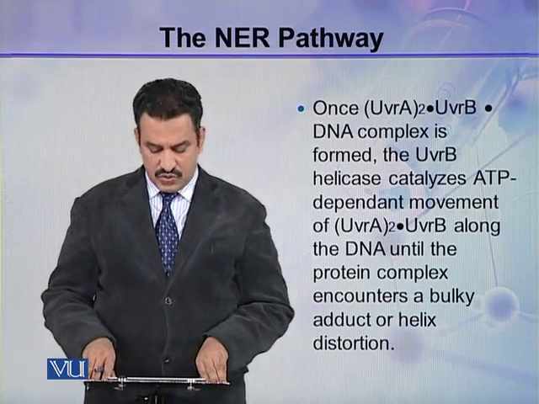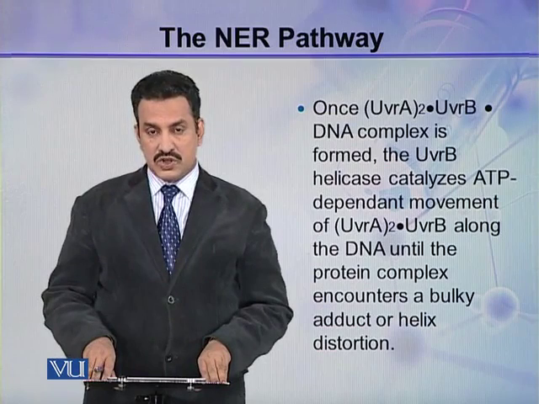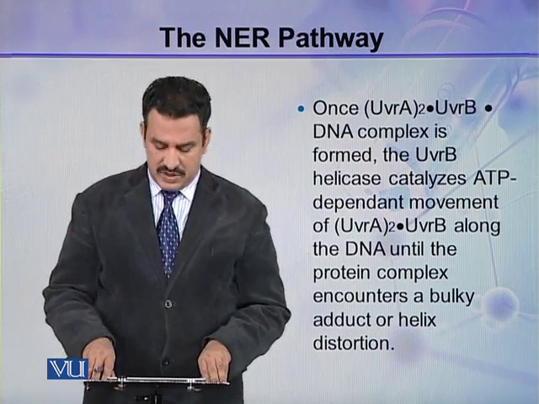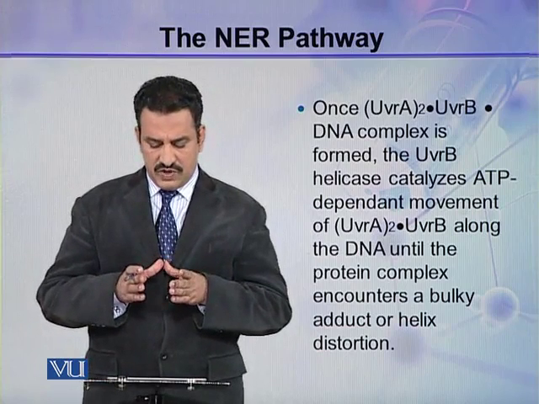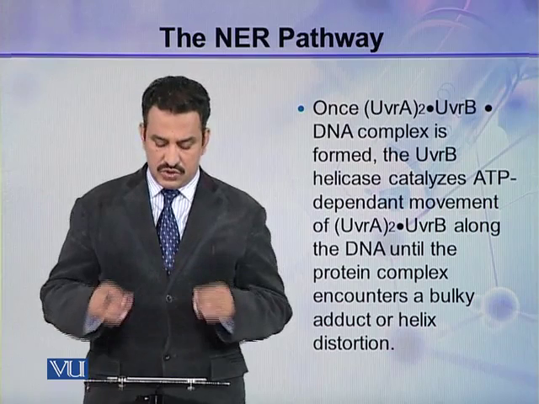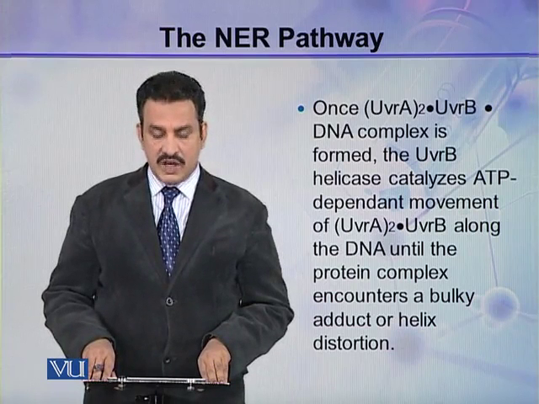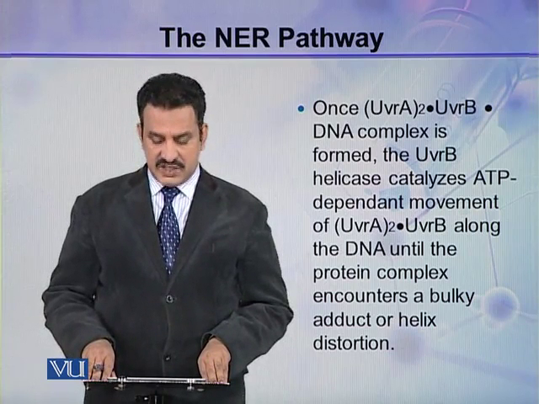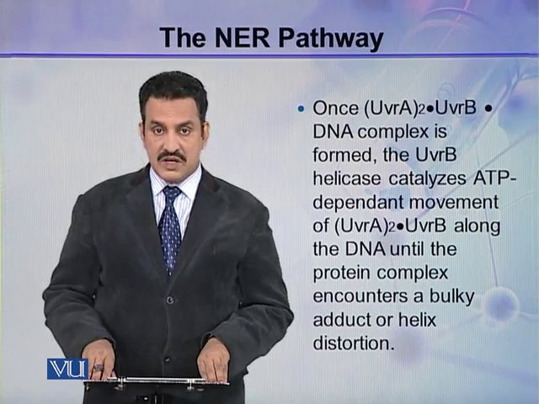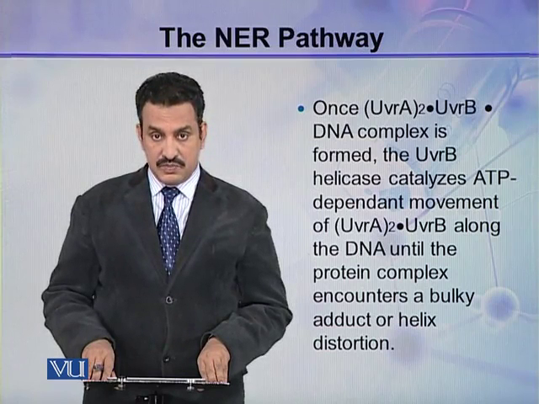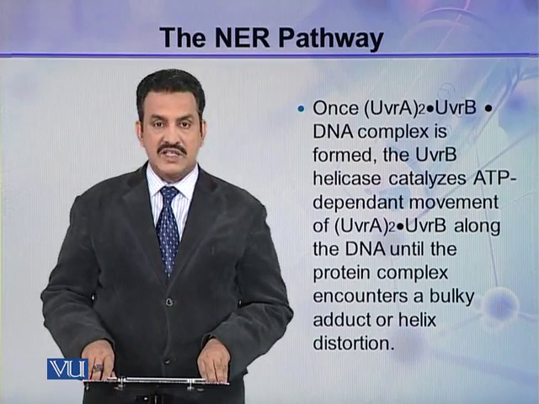Once the UVRA2 UVRB DNA complex is formed, that is, a complex of three types of components: two molecules of UVRA, then UVRB, and then DNA. So this is the UVRA2 UVRB DNA complex. Once it is formed, the UVRB helicase catalyzes ATP dependent movement of UVRA2 UVRB along the DNA until the protein complex encounters a bulky adduct or helix distortion.